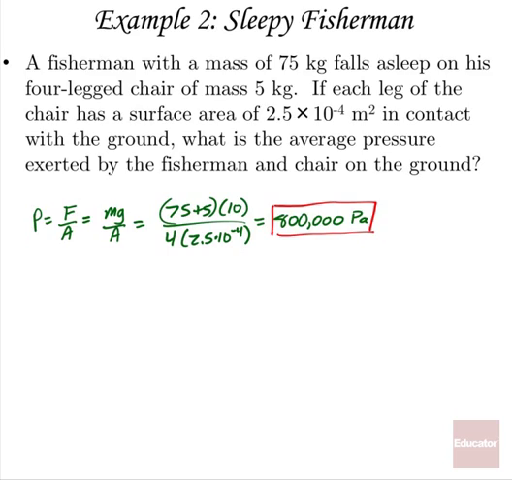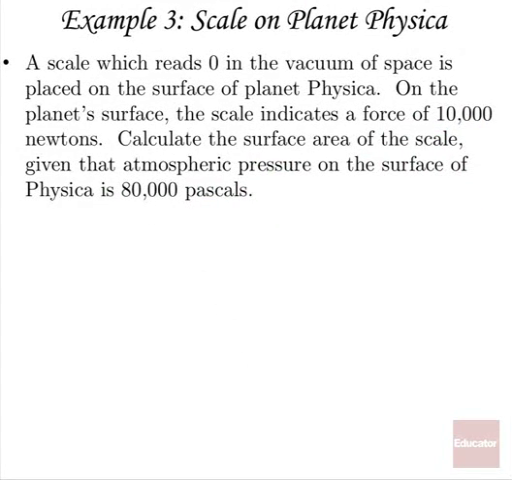Let's take a look at another one. A scale which reads 0 in the vacuum of space is placed on the surface of planet Physica. On the planet's surface, the scale indicates a force of 10,000 newtons. Calculate the surface area of the scale, given that atmospheric pressure on the surface of Physica is 80,000 pascals.